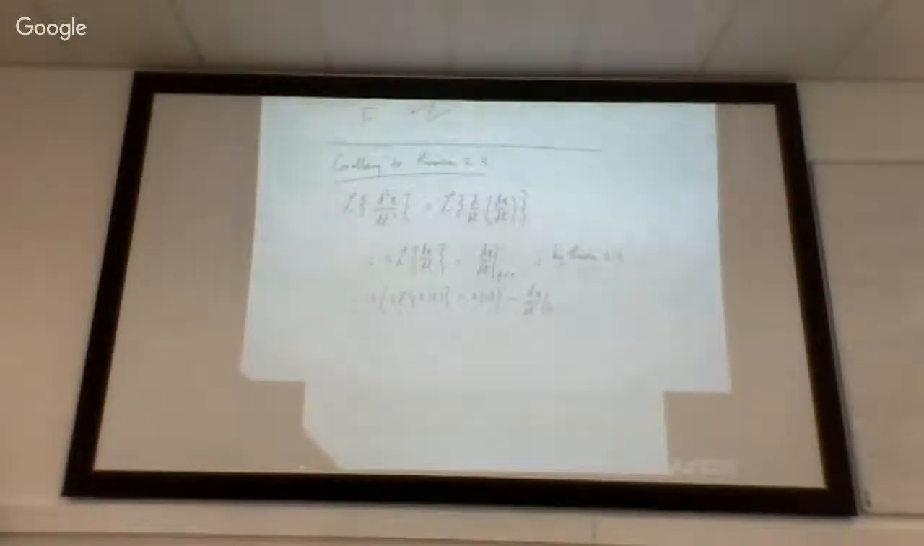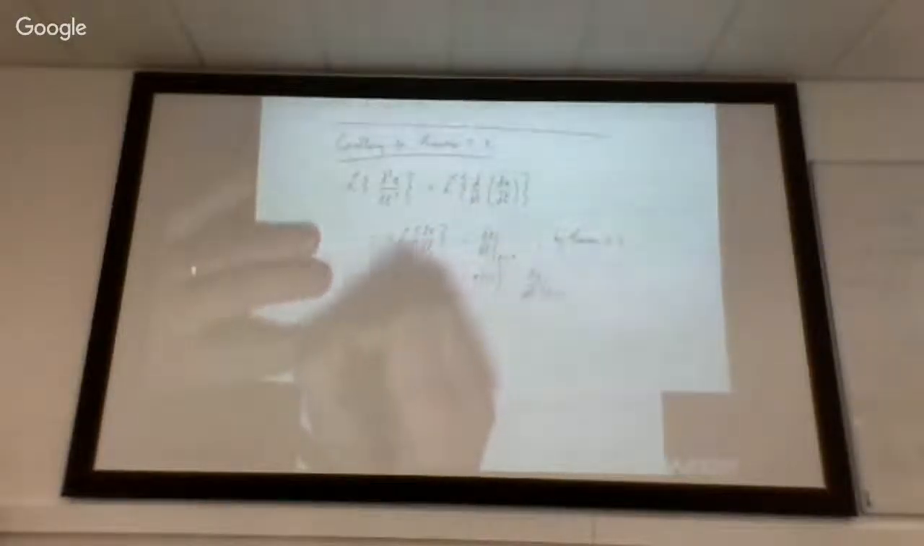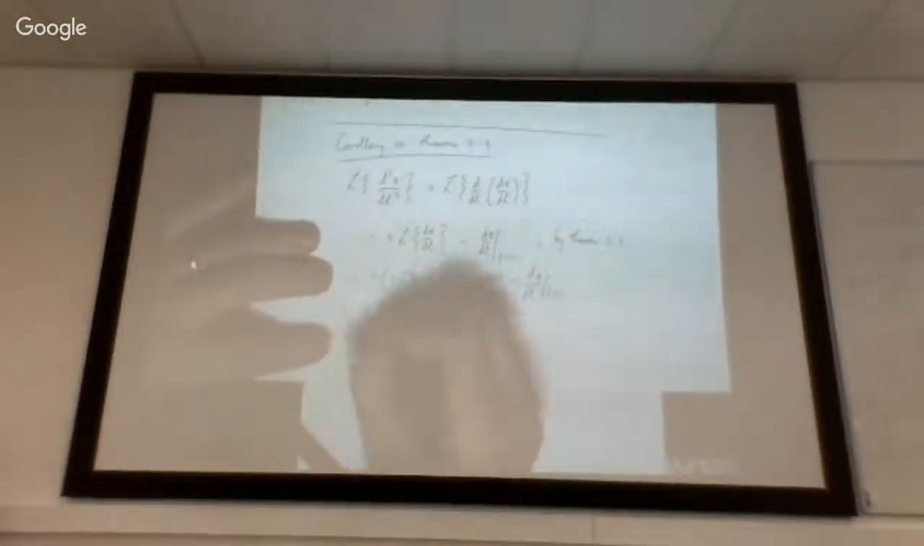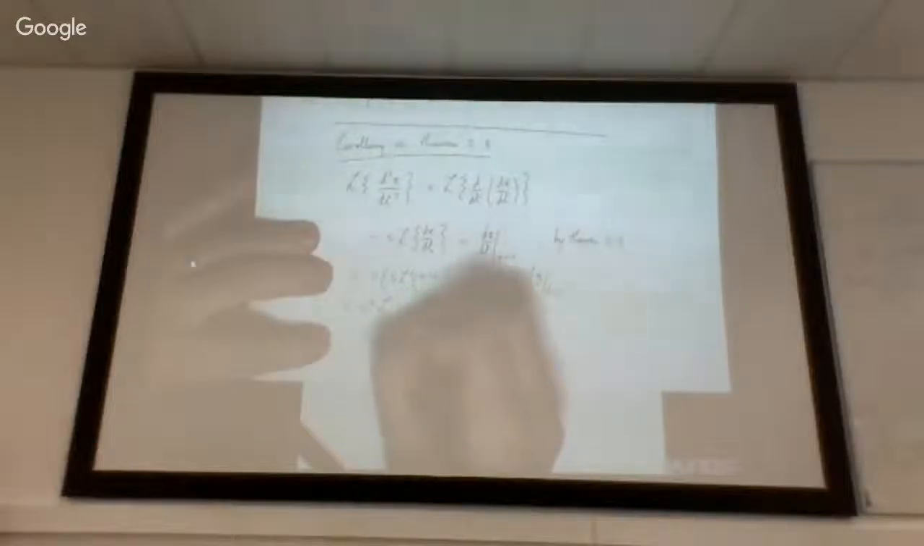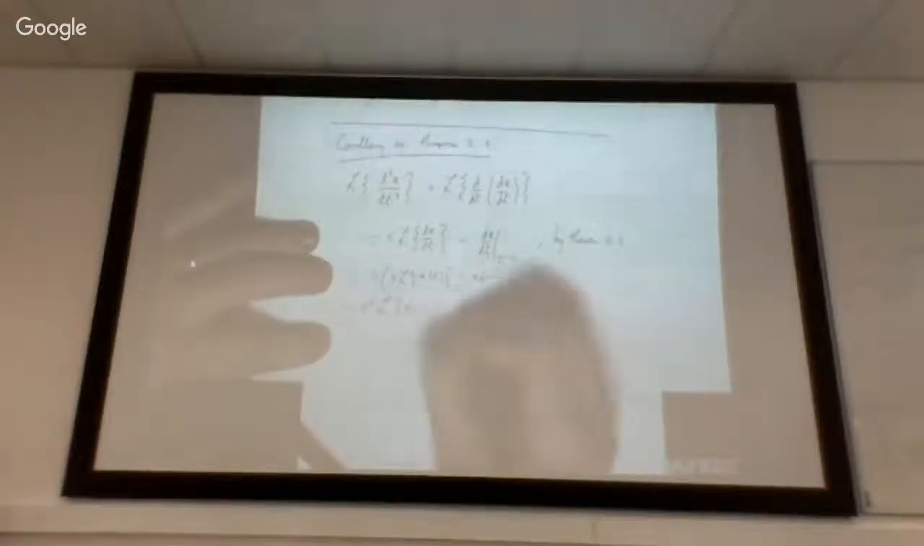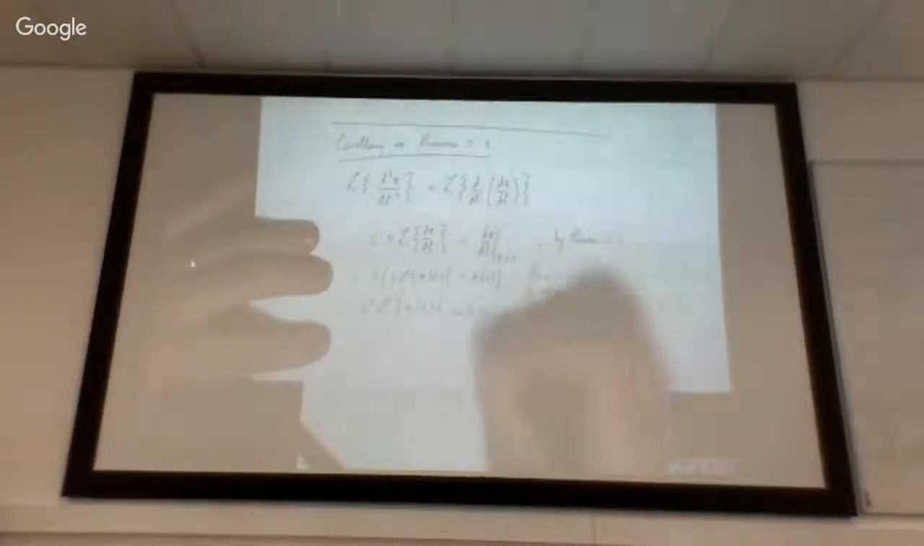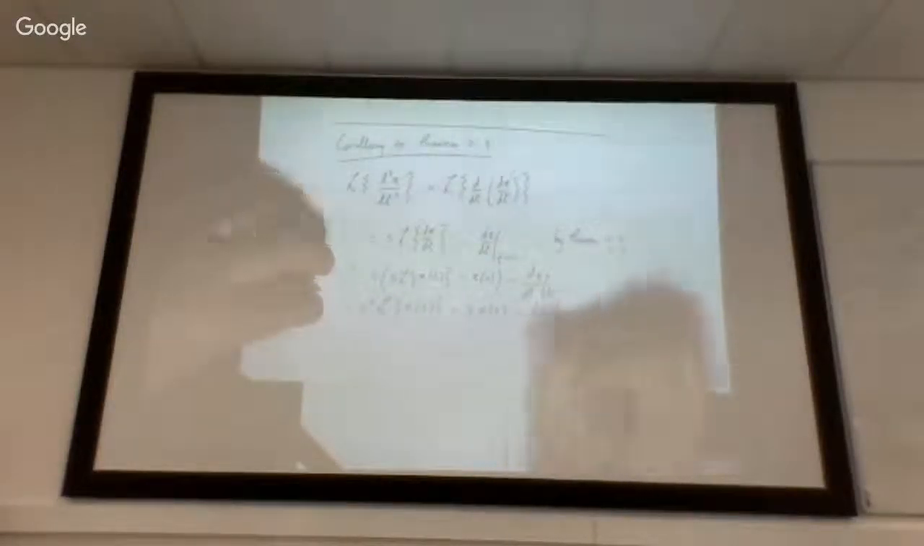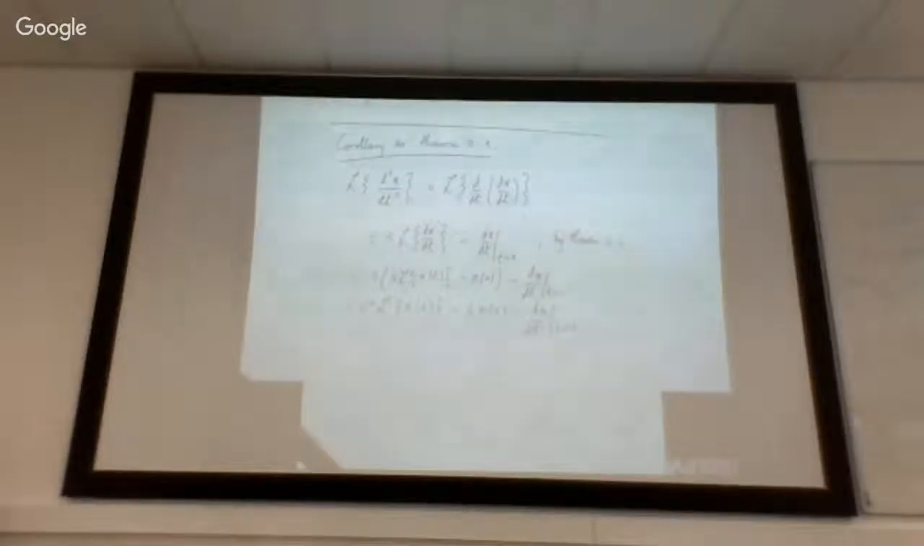So we can multiply that out, and we get an expression: s squared times the Laplace transform of x of t, minus s times x of 0, minus dx dt evaluated at 0.